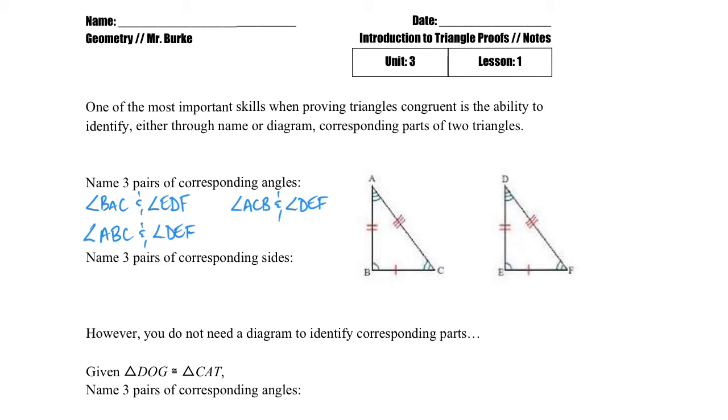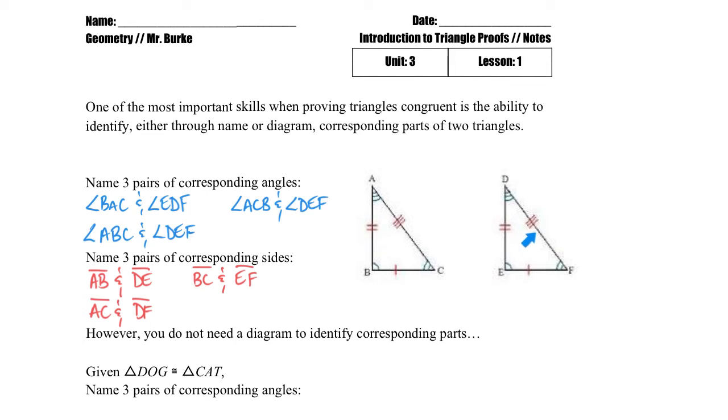And then similarly with sides, we can identify corresponding parts by the markings that show that they're congruent. So we've got side AB corresponding to DE. We've got AC corresponding to DF. And we have BC corresponding to EF.